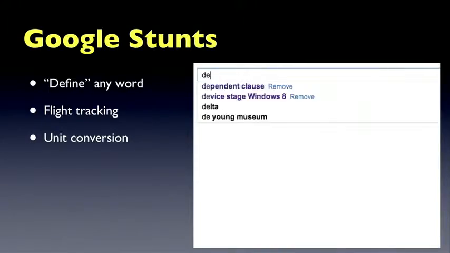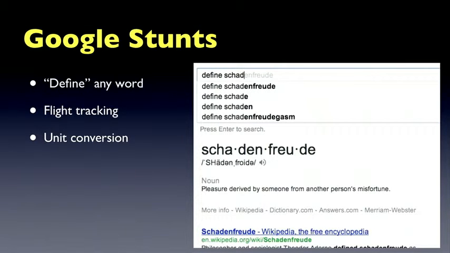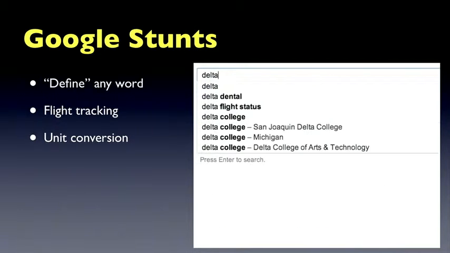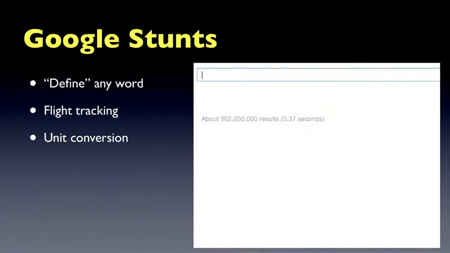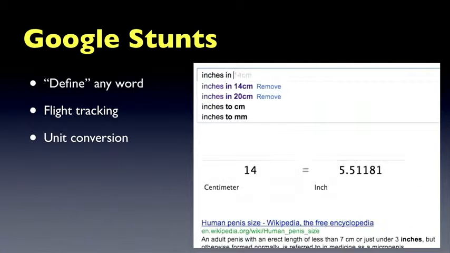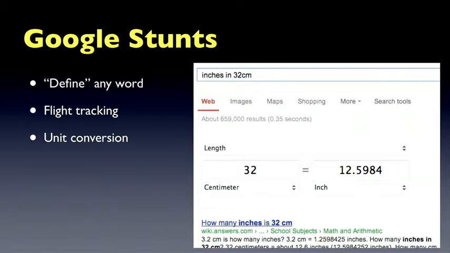OK. So most of you think of Google as something that lets you look up a web page, but it is also a dictionary. Type the word define, and then the word you want to know. You don't even have to click anything. There's the definition as you type. It's also a complete FAA database. Type the name of the airline and the flight. It shows you where the flight is, the gate, the terminal, how long till it lands. You don't need an app for that. It's also unit and currency conversion. Again, you don't have to click one of the results. Just type it into the box, and there's your answer.